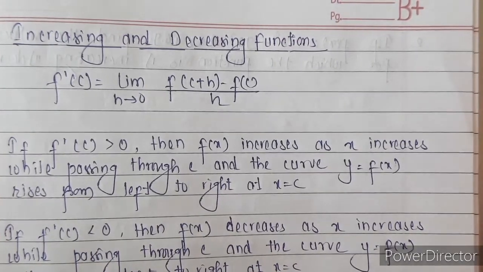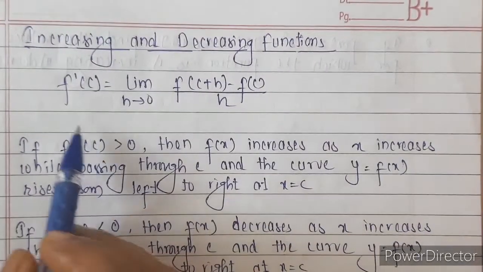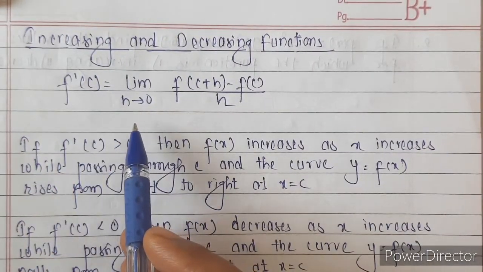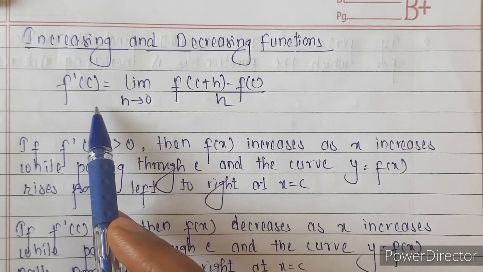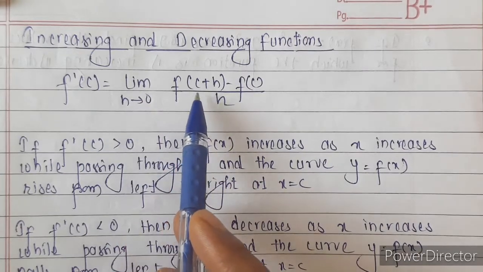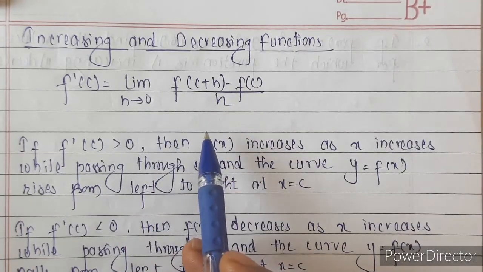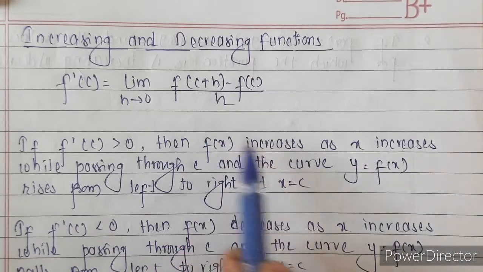Next topic is increasing and decreasing function. Now we know that f dash of c is the derivative of the function at point c. We can calculate f dash of c using the definition, that is, the limit of f of c plus h minus f of c by h as h tends towards 0. That is nothing but the derivative of function f at point c.